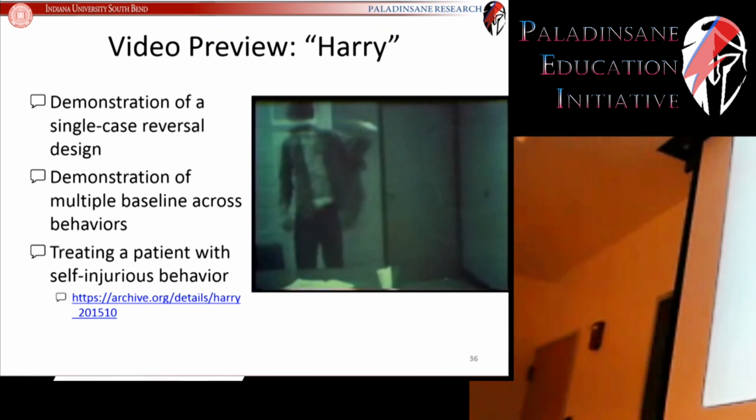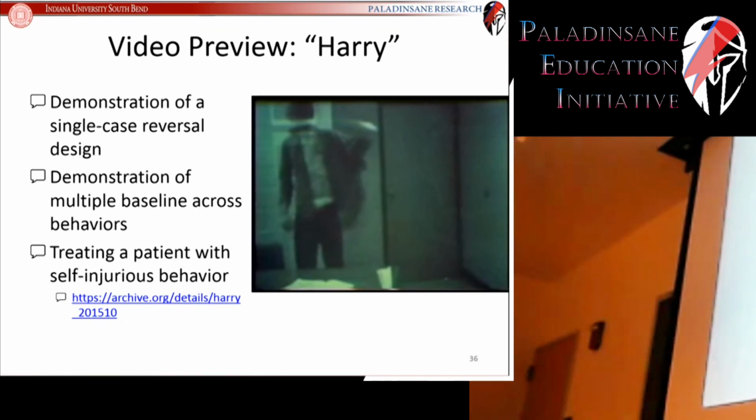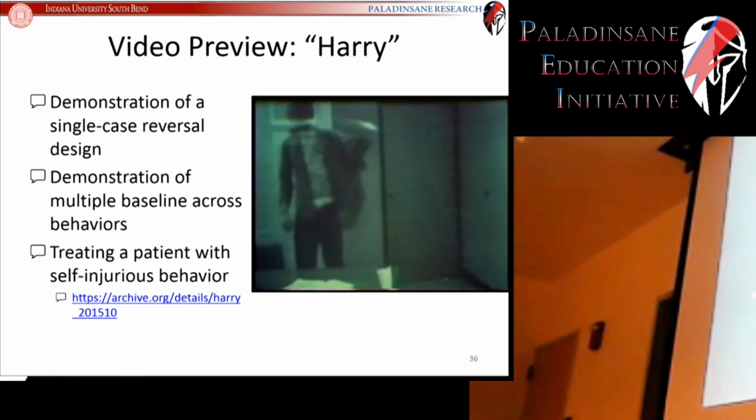We were gratified because Harry was remaining out of restraints without hitting himself, and his counting earned the restraints, which indicated that they were indeed reinforcing, which meant we were on the right track.